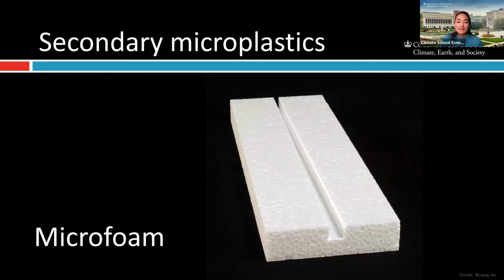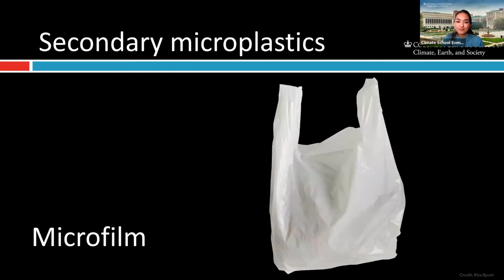Microfoam, these are broken up pieces of styrofoam from potentially packaging or your takeout containers. These can be broken up. They have a soft texture. If you've ever touched foam in your packaging, you're quite familiar with what that feels like, but irregularly shaped as well.